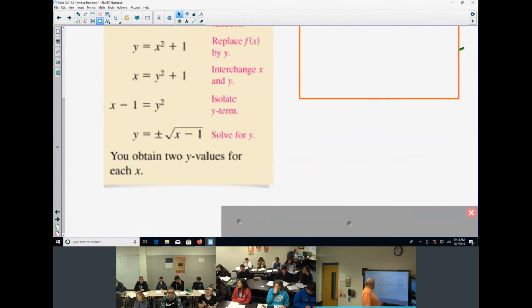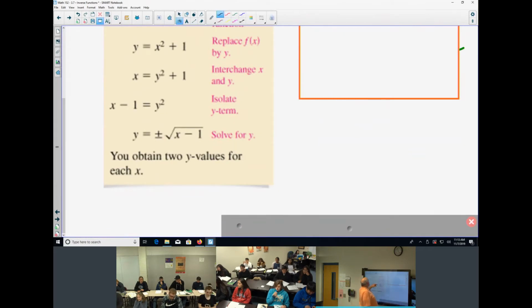So to check your work, you're going to see if they're symmetric through y equals x. So you would put y1 equals x, and you're going to graph that on your calculator. For the y2, you're going to plug in your original function. So that's x squared plus 1.